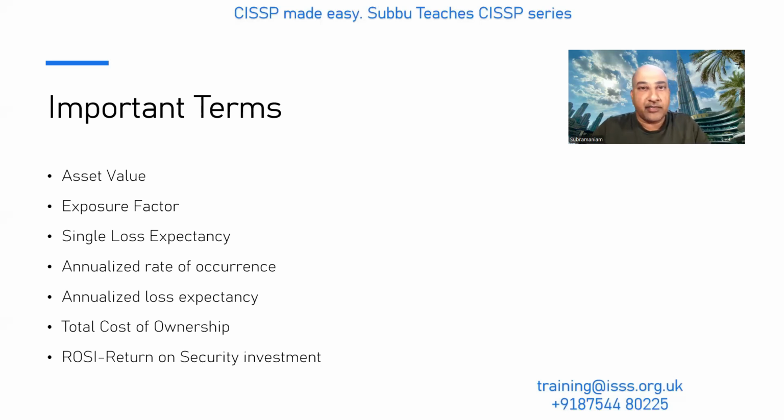Total cost of ownership: if you're going to implement a security safeguard, then what is the cost that's incurred for that? We'll discuss it. ROSI is return on security investment. ROI is a very common term; ROI is return on investment. Return on security investment is specific to information security.